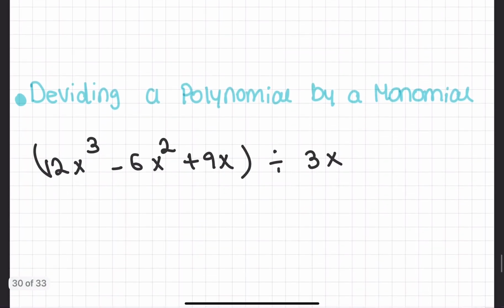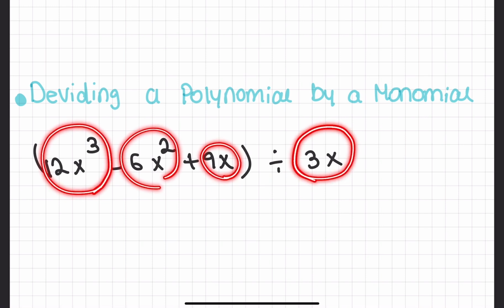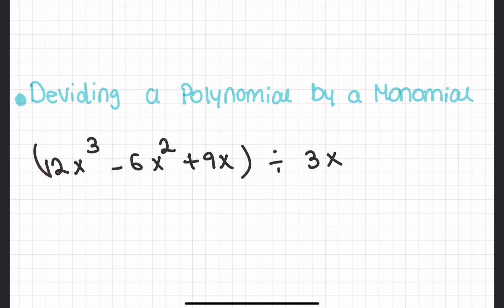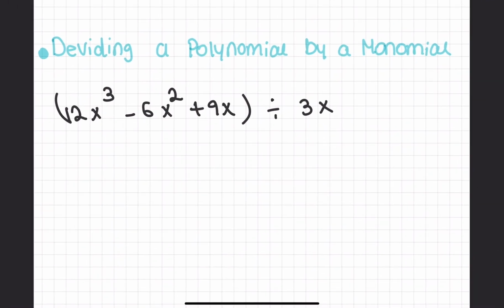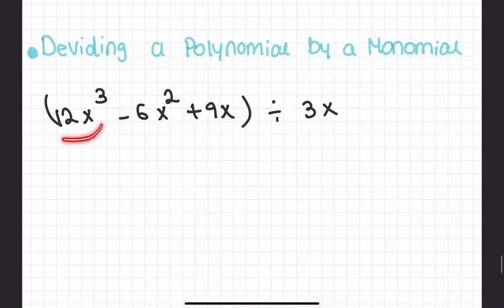Dividing a polynomial by a monomial. So for this, you have to divide the whole variables in the bracket by 3x. So I'm going to write it in this corner, you know, step by step. So 12x to the power of 3 divided by 3x.